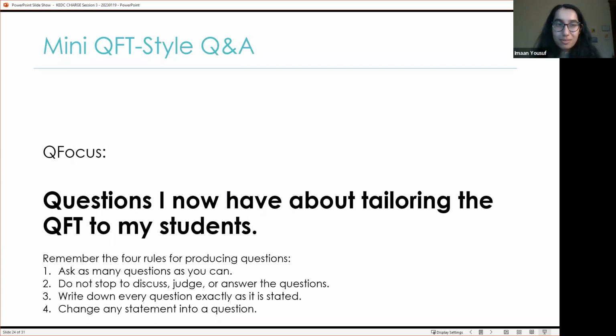To open it up now, to make sure that you can ask any questions you have to Johnny or to Katie and me, we have a mini QFT. We won't go through the whole process, but we have this question focus for us to respond to: questions I now have about tailoring the QFT to my students. I'd like you to take a minute or so to brainstorm any questions you have in response to this. As a reminder, the four rules are there. So take a minute now to generate some questions for Johnny or for Katie and me.